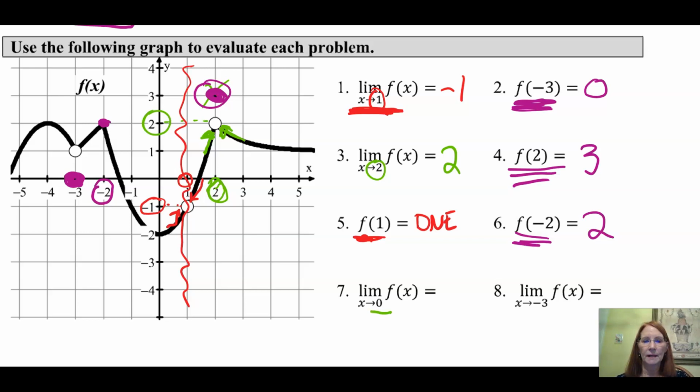The next one, as x is approaching 0. So this one's a limit, so I need to be coming from the left and the right on the graph, and it looks like my answer would be -2.